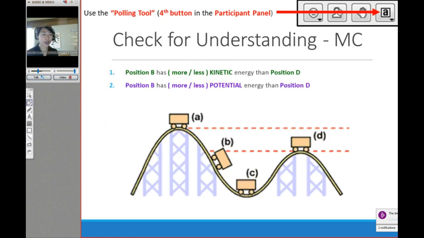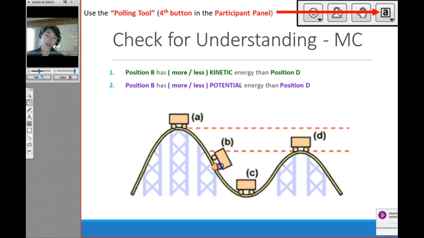Cool. All right, so for our last question, I want you to take a look at position B versus position D. Which one is going to have more kinetic energy, B or D? Think about it: B is a little bit lower on the roller coaster than D is. So will it have more kinetic energy or less kinetic energy? Tell me in the chat box. What do you think?